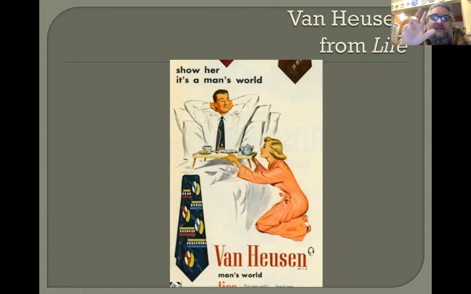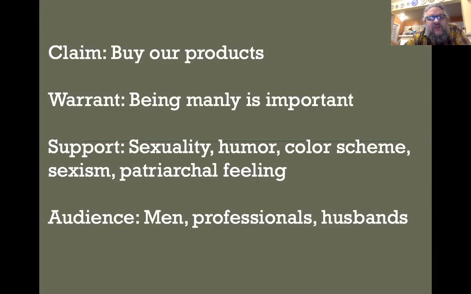Buy our tie for your husband. You're going to show her it's a man's world by wearing it, but it's the women who are actually reading this magazine. It's a strange one. Sexuality, humor, patriarchy, color scheme. Being manly is important. If you believe that, wearing one of our ties will be good for you.